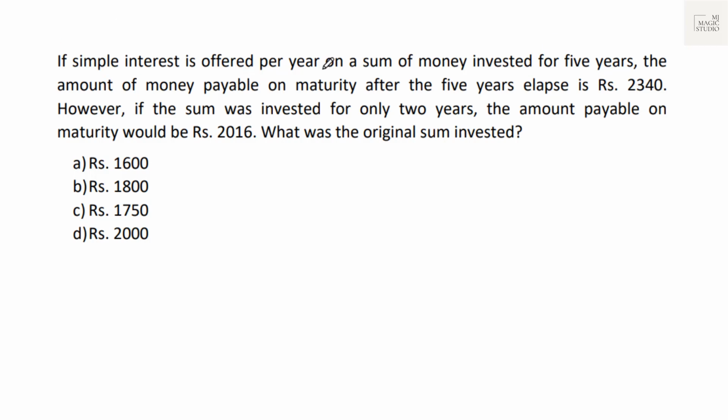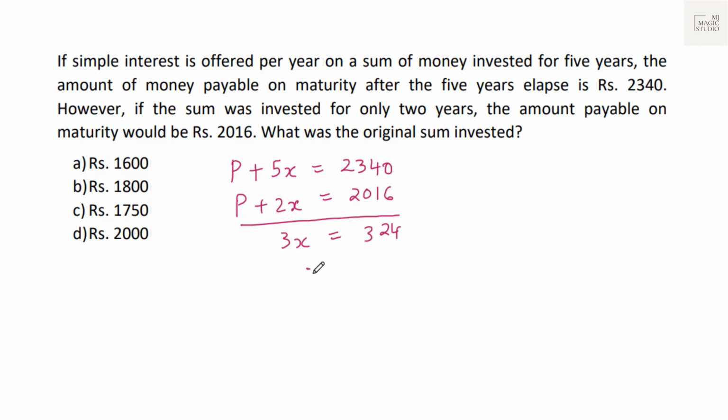If simple interest is offered per year on a sum of money invested for 5 years, the amount of money payable on maturity after the 5-year elapse is 2340. That means suppose principal is P and interest for 5 years on principal is 5x. This is equals to 2340. However, if the sum was invested for only 2 years, the amount payable on maturity would be 2016. Then P plus 2x is 2016. If we solve this, we'll get the value of 3x, that is 324. That means x is 108.